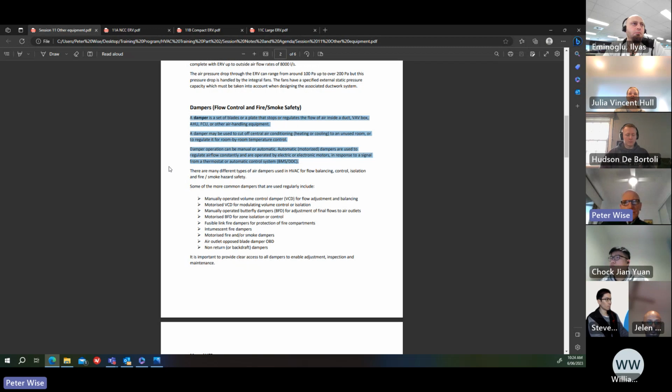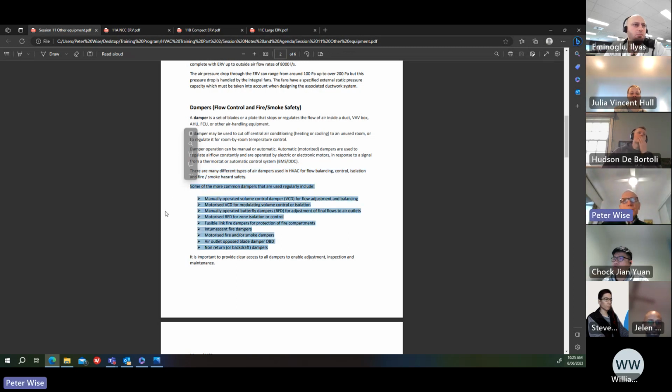Damper operation can be manual or automatic. Automatic motorised dampers are used to regulate airflow constantly and are operated by electric or electronic motors in response to a signal from a thermostat or automatic control system, BMS or DDC. There's many types of dampers that you'll encounter in HVAC systems for flow balancing, control, isolation, and fire and smoke hazard safety.